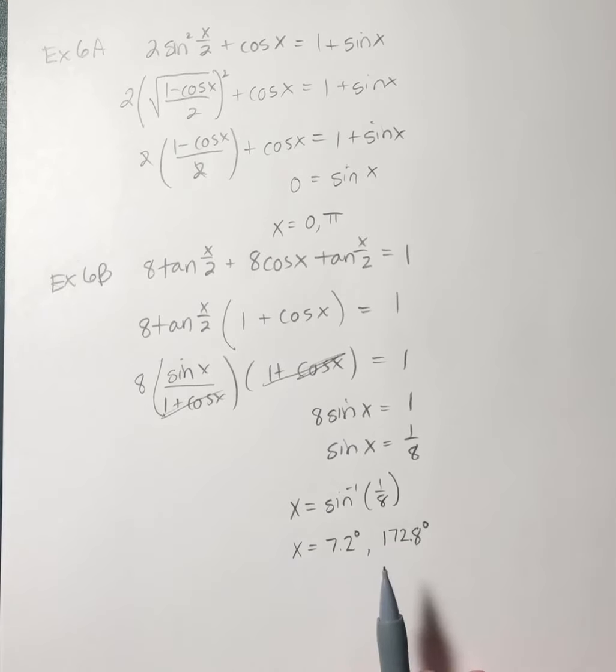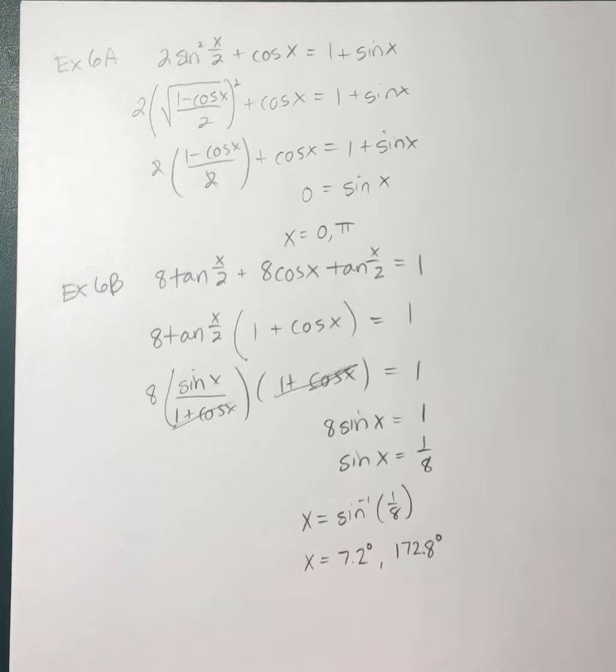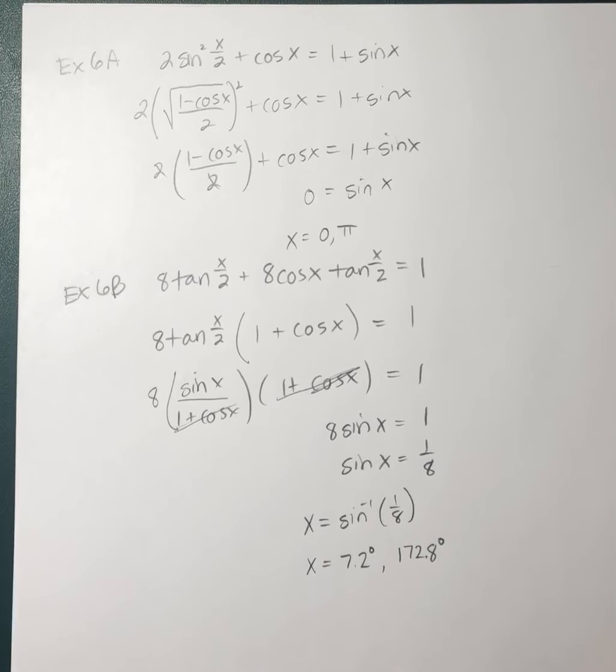The directions said to find the solutions on the interval from 0 to 2 pi. I'm not going to expect you to find these in radians. There is no problem in your homework where you're going to have to find these in radians, okay? Anytime that you have to find something in radians, it's going to be a nice answer. This is a not good example of finding the exact answers.